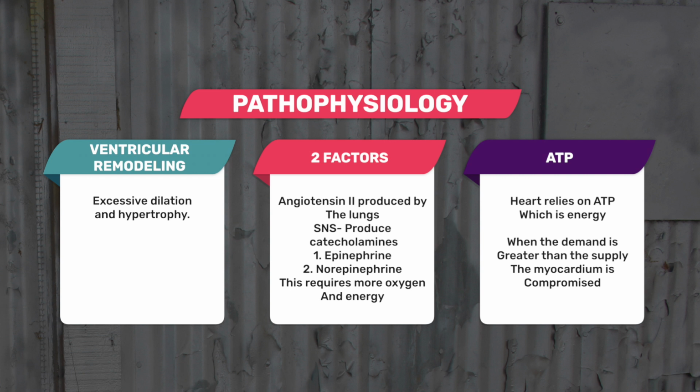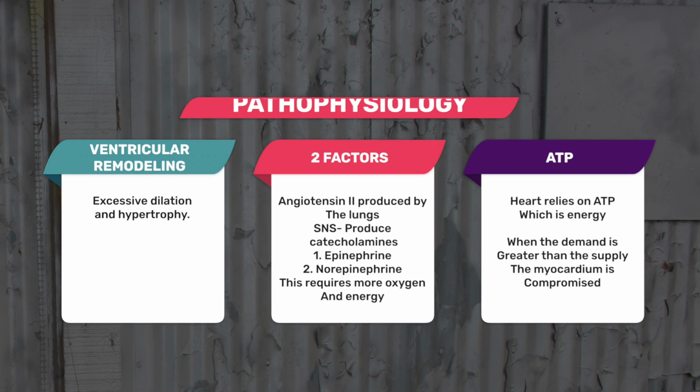To expand on hypertrophy, think about angiotensin II that is produced by the lungs and catecholamines. That is your epinephrine and your norepinephrine that is activated by your sympathetic nervous system. These two factors of angiotensin II and catecholamines require an increase in oxygen and energy demands by the thickened myocardium, which relies on production of ATP, also known as adenosine triphosphate, which is energy. But when the demand for energy is greater than the supply, contractility of the myocardium is compromised.